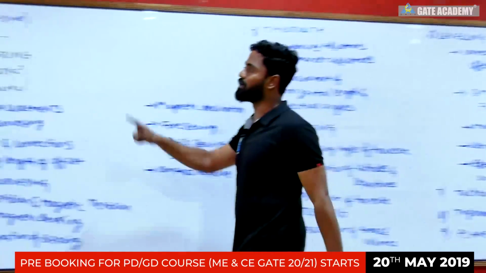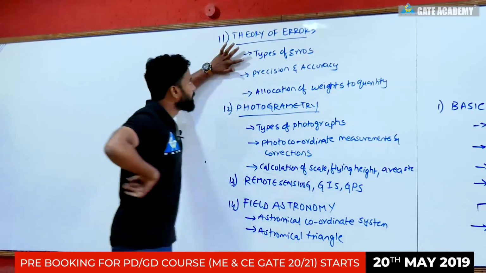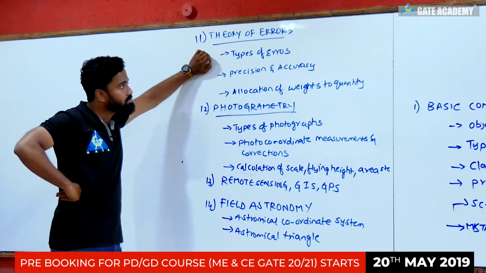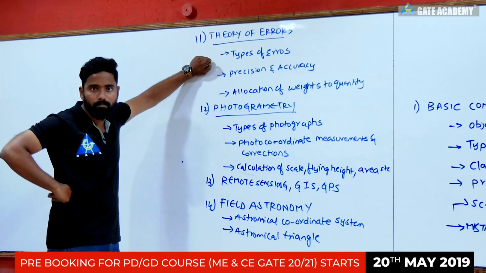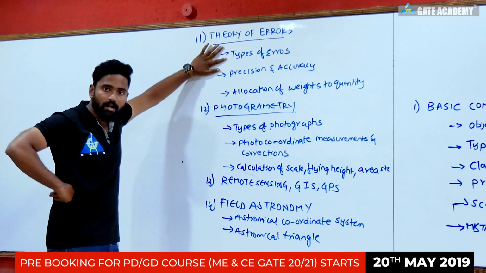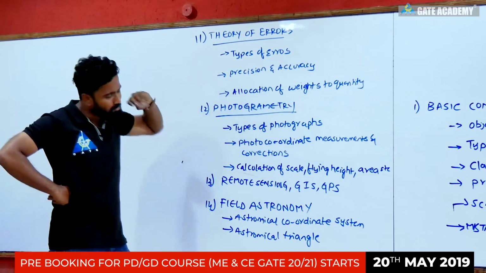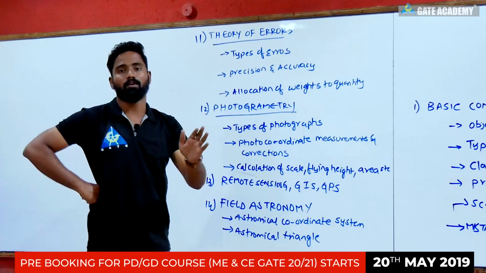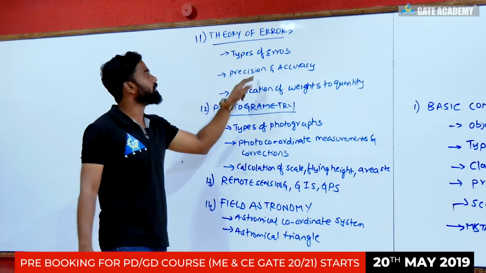Now after the curves, there is theory of errors. Here we will be discussing what is precision, what is accuracy, what are systematic errors, what are compensating errors, what are cumulative errors. The name itself says everything. Compensating errors: one compensates the other. Cumulative errors: errors which keep on adding are called cumulative errors. And then there is precision.